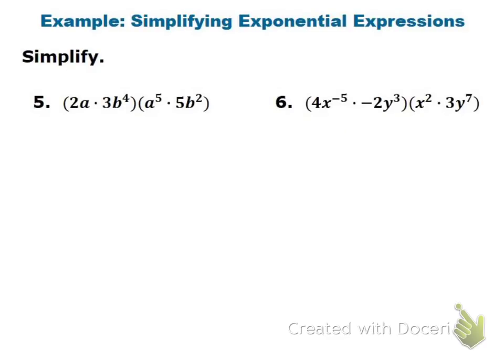The next row down, whenever I have something like this, I can just multiply all my numbers together, and then all my a's, and then all my b's together. So my coefficients, I can multiply 2 times 3 times 5, which gives me 30. I can then multiply my a's together, which gives me a to the 6th power. Remember that there's an invisible 1 in front there. And then multiply my b's together. So b to the 4th times b to the 2nd gives me b to the 6th.